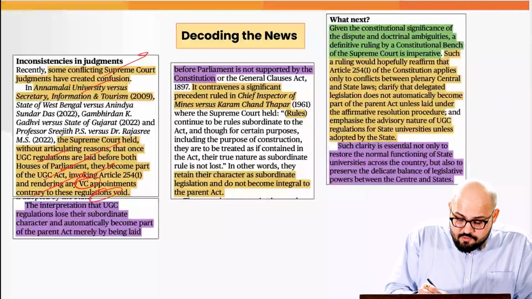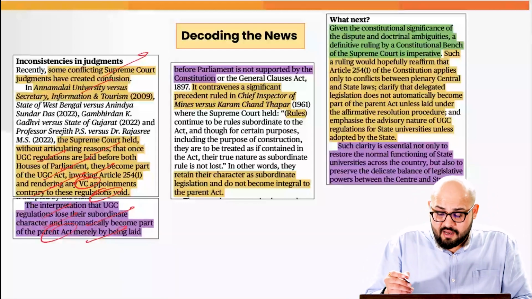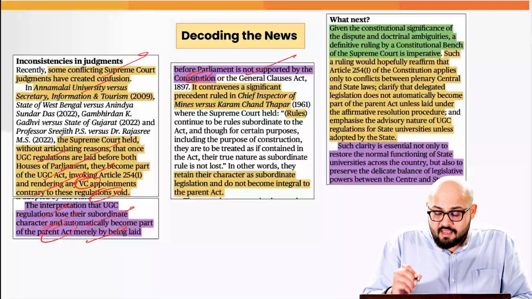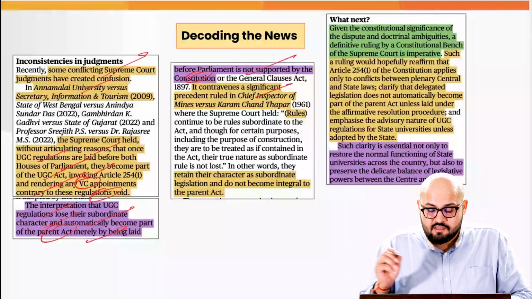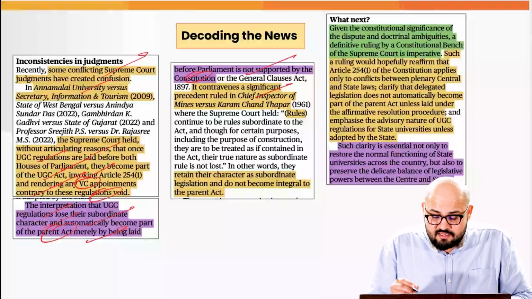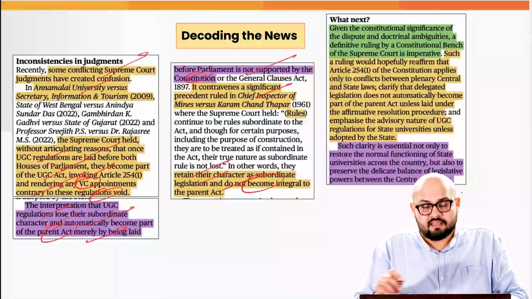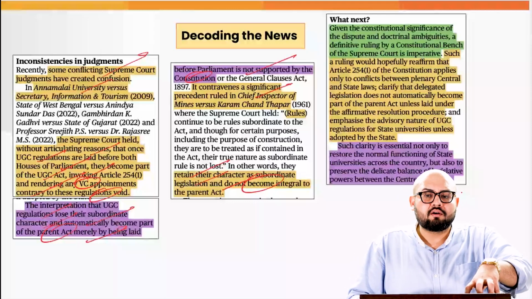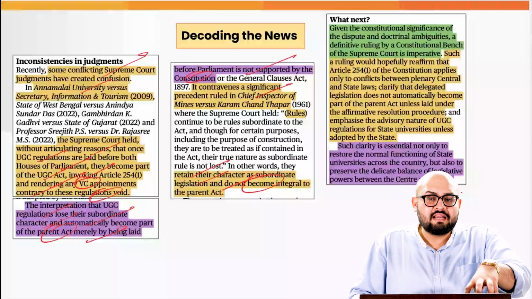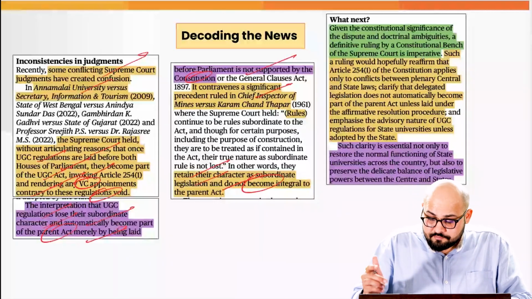The interpretation that the UGC regulations lose their subordinate character and automatically become part of the Parent Act merely by being laid before the Parliament is not supported by the Constitution. It contravenes a significant precedent, Chief Inspector of Mines versus Karam Chand Thapar, right, where it said that the rules retain their character as subordinate legislation and do not become integral to the Parent Act. Again, what the Supreme Court said is that it is the law which is important and not the delegated legislation. We cannot treat delegated legislation as something which takes precedence over the state laws.